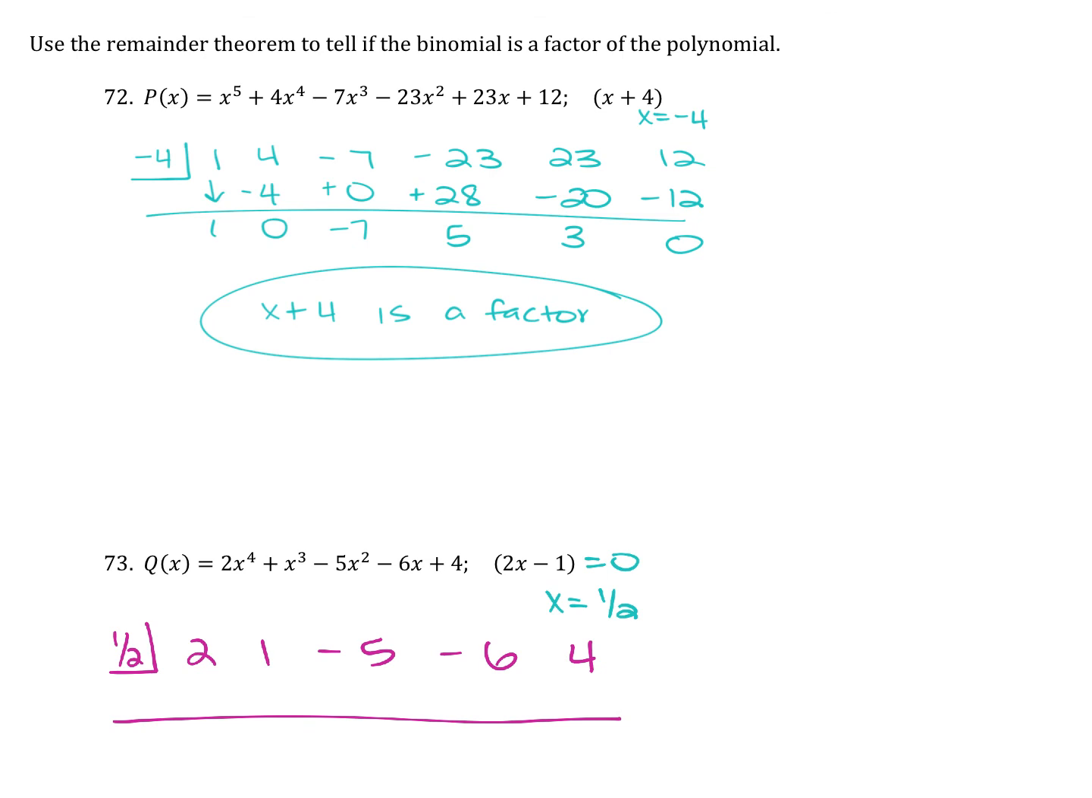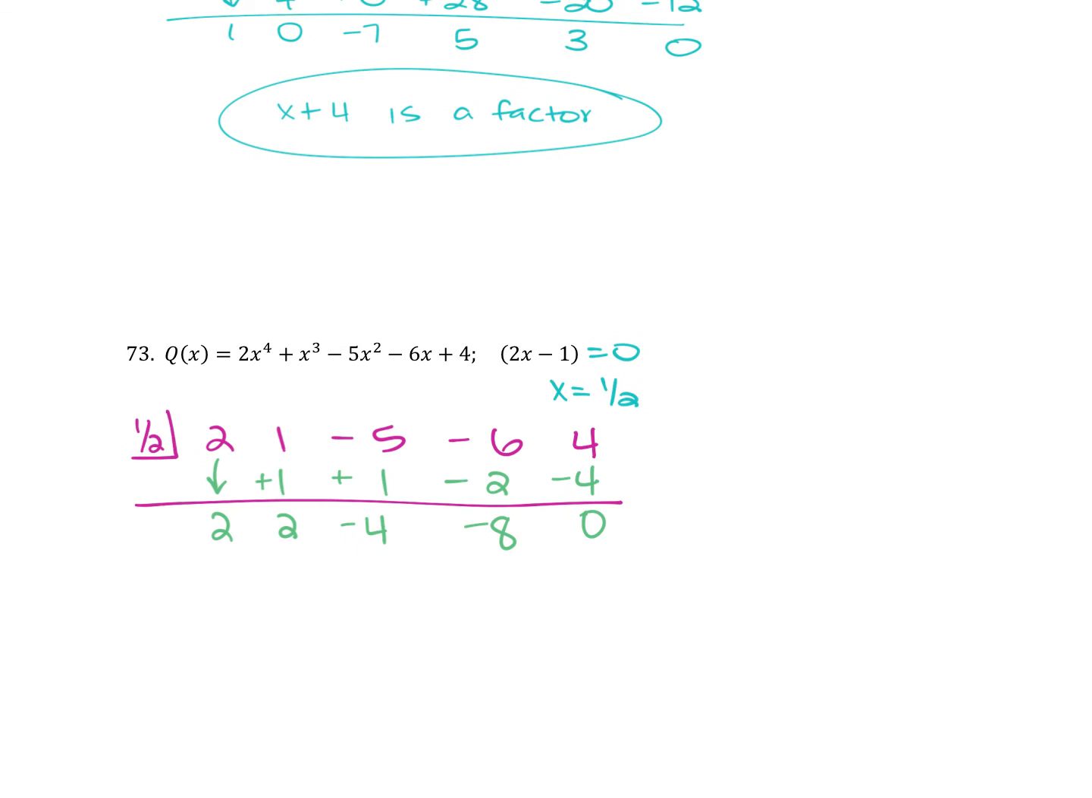Your 2 drops down. 2 times 1/2 is 1, plus the 1 is 2, times the 1/2 again is the 1, plus the -5 is -4, times the 1/2 is -2, plus the -6 is -8, times the 1/2 is -4, plus the 4 is 0. Your remainder for this one is 0, so the 2x minus 1 is a factor for this one as well.